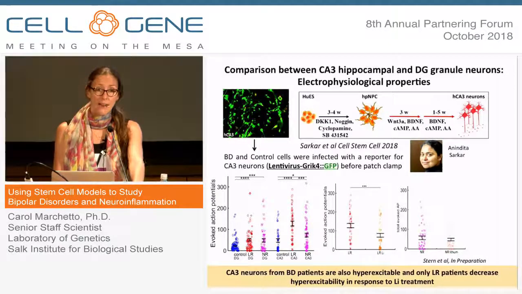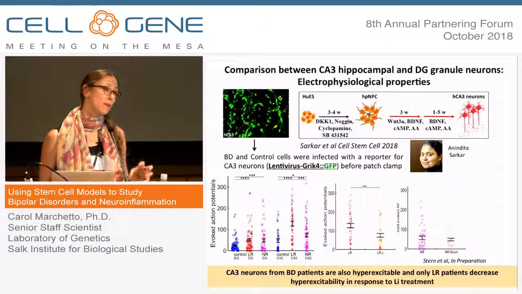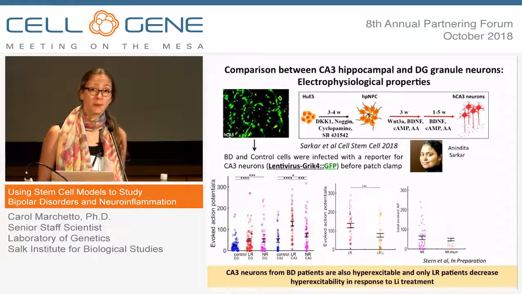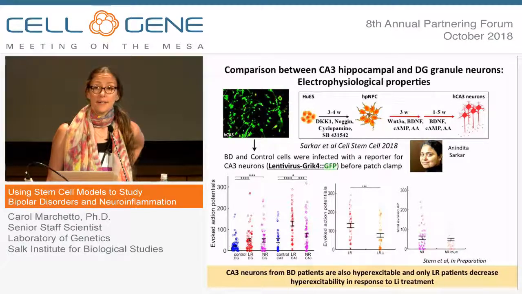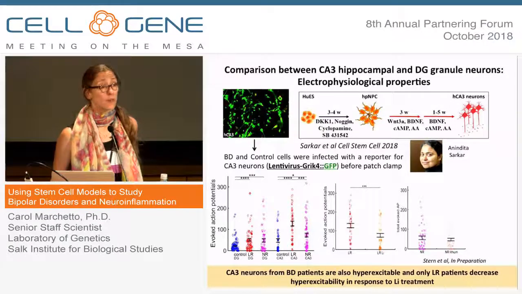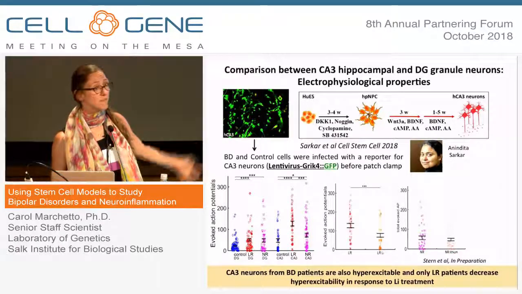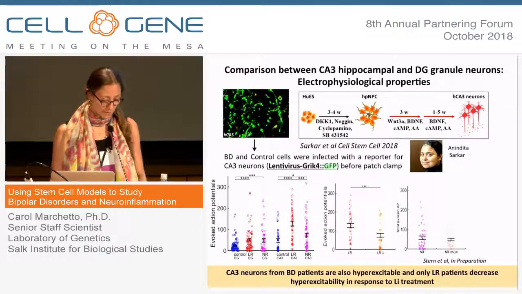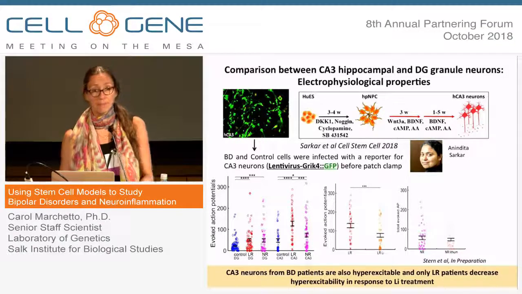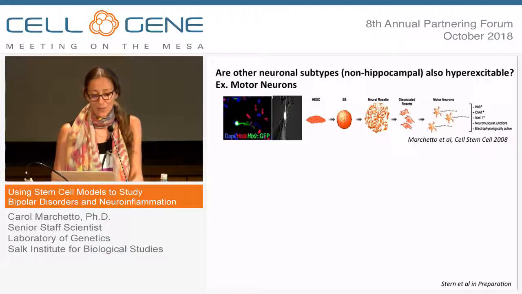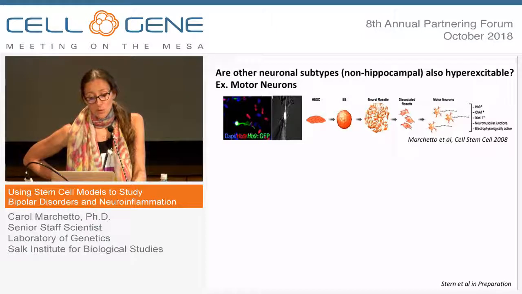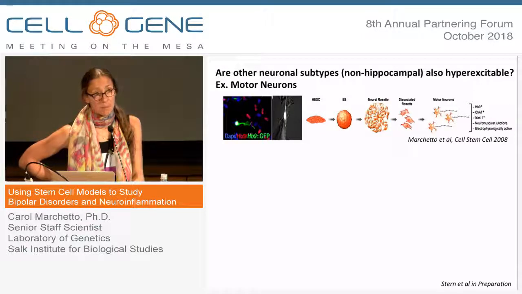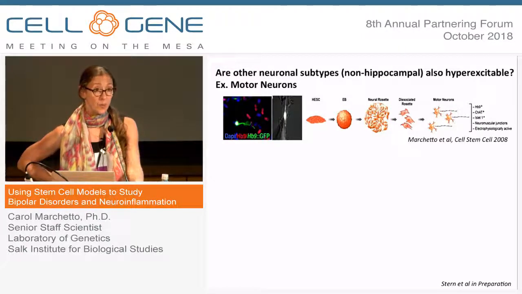Are neurons from the hippocampus the only ones that are hyperexcitable in bipolar patients, or can neurons from other fates also be hyperexcitable? So we tried to go as far as we could from the brain, and we used the protocol that we had perfected in the lab many years ago to make motor neurons. So we made motor neurons using bipolar patients and controls.